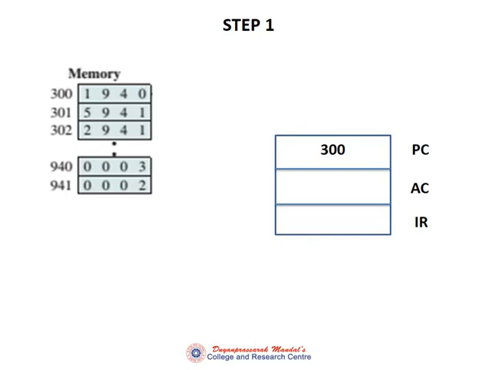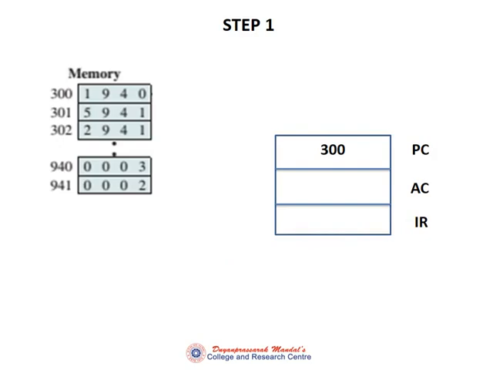Then you have three registers. PC, that is program counter, which stores the address of the next instruction to be fetched from memory. AC is the accumulator register, which is used for temporary storage. IR is an instruction register where your instruction will be stored after fetching it from memory.